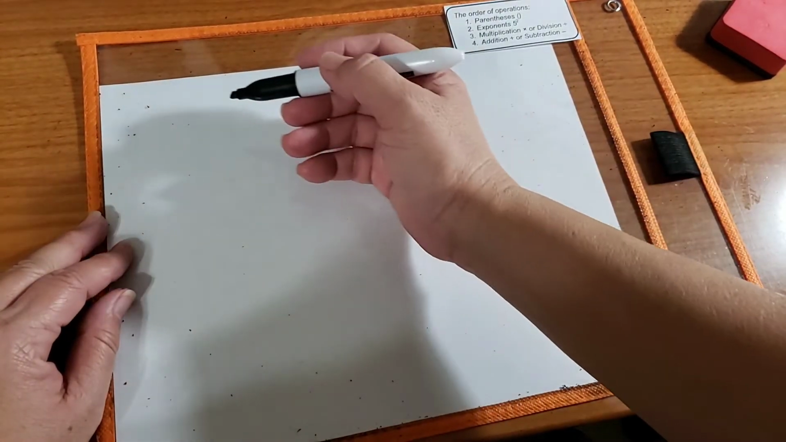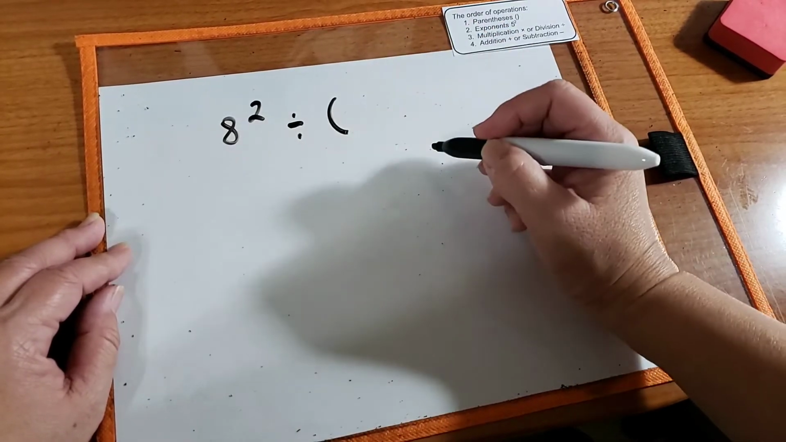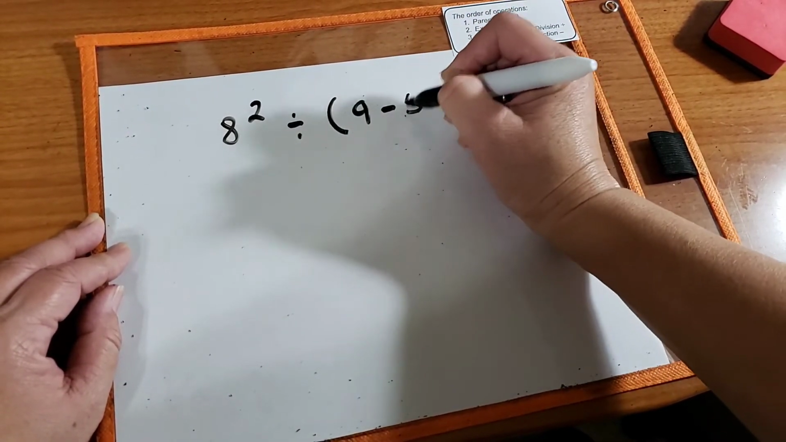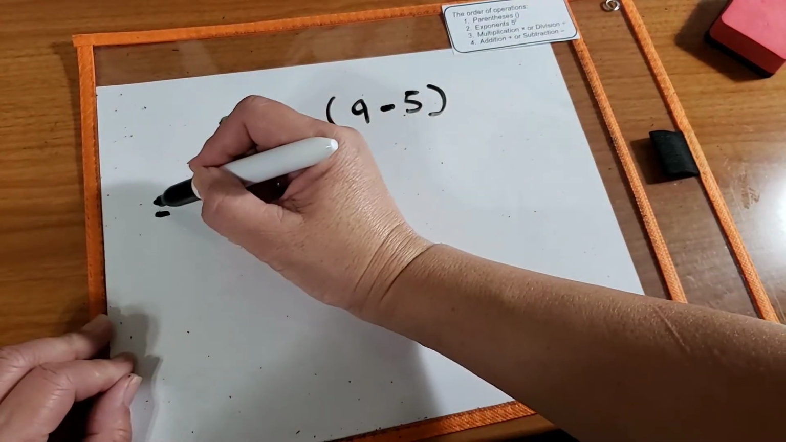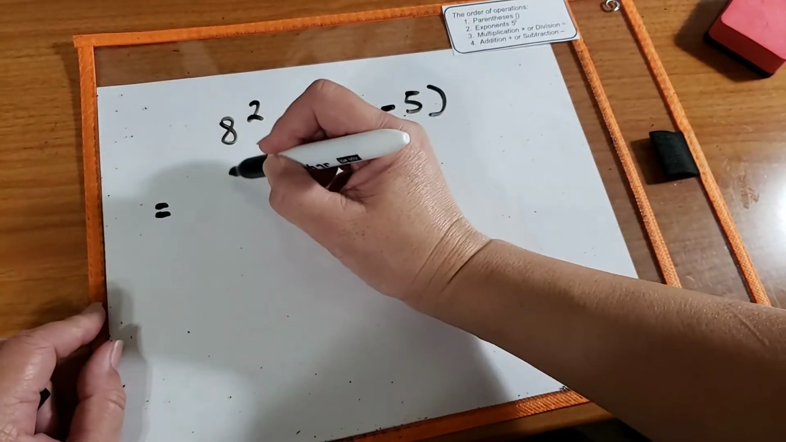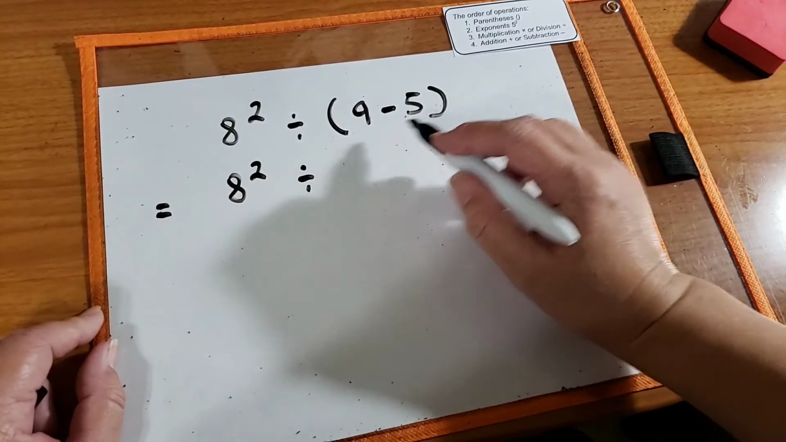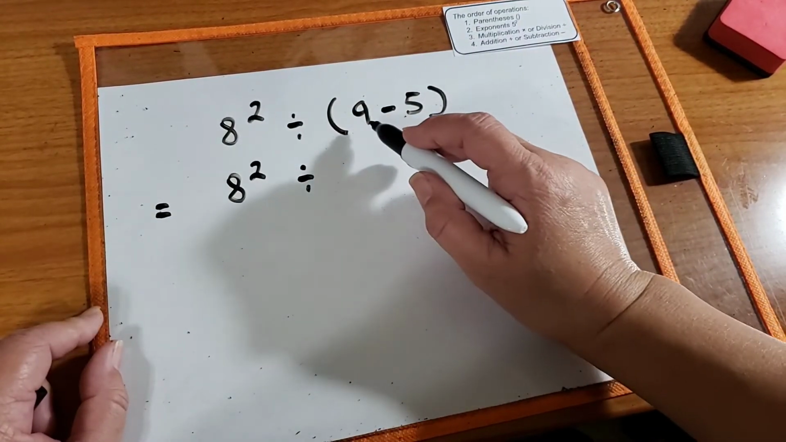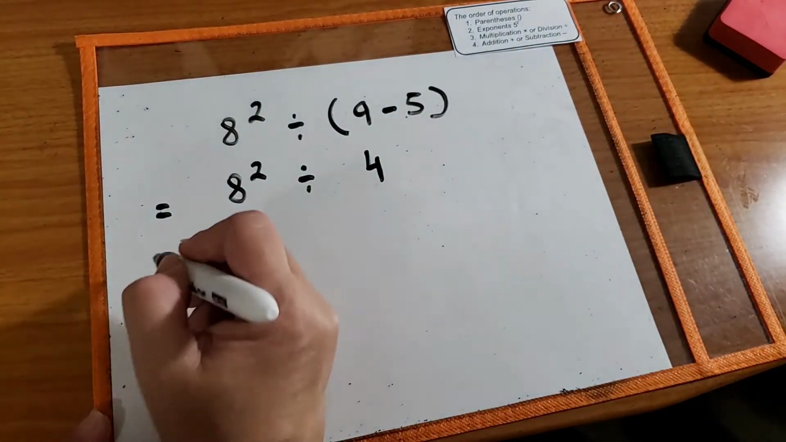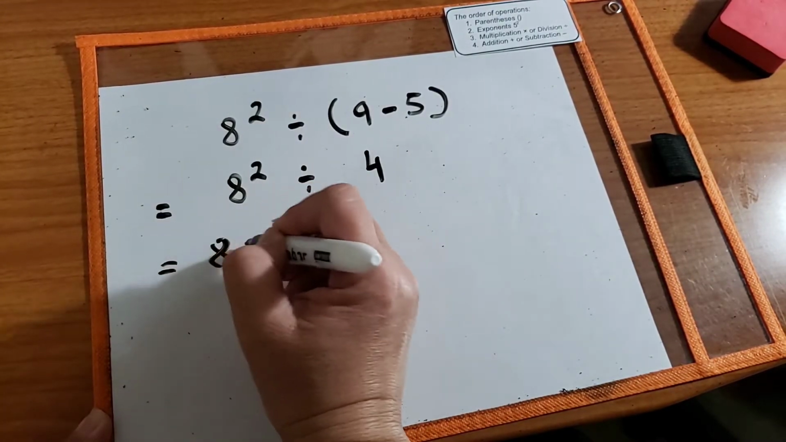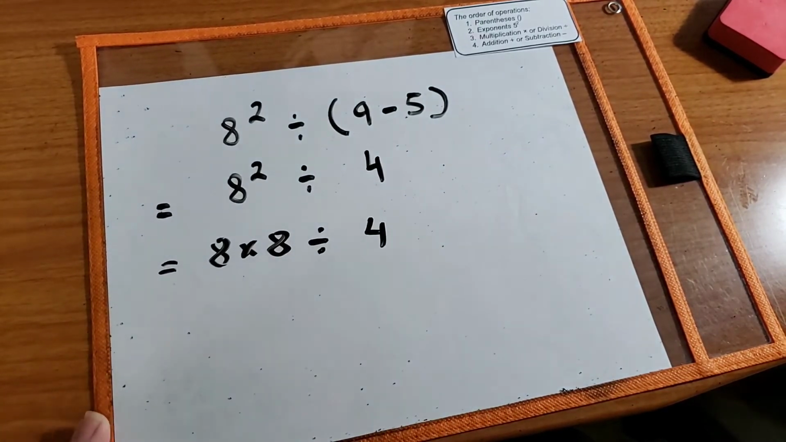Let's say if I have 8 to the second, I'm going to divide. Here's the parenthesis, 9 minus 5. Remember, here's the rule. You're going to do the parenthesis first. I'm going to have the equal sign here because I'm going to keep 8 to the second here. I'm going to do one step at a time. So 9 minus 5 is equal to 4. So now I'm going to do the exponent. So this means 8 times 8, 2 times. Divide by 4. You see?